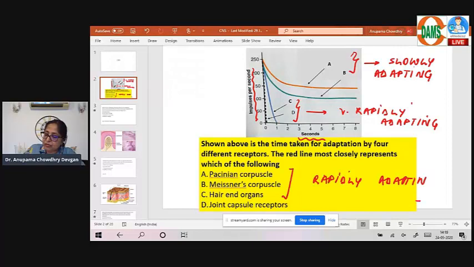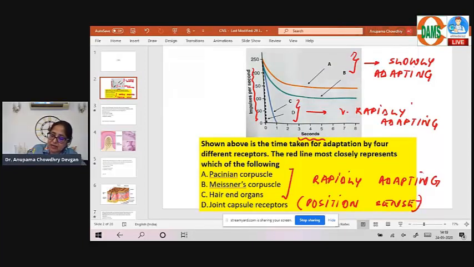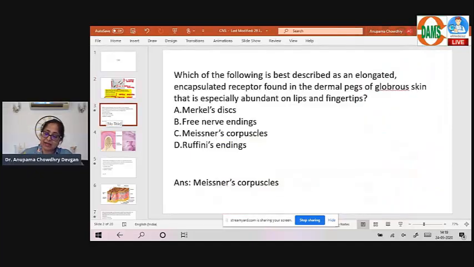But the joint capsule receptor, which is meant for position sense, is a slowly adapting receptor. So A is probably a joint capsule receptor, which is slowly adapting. C and D are rapidly adapting receptors. D is probably the Pacinian corpuscle, a very, very rapidly adapting receptor. Okay? Next, let's have a look at this question.